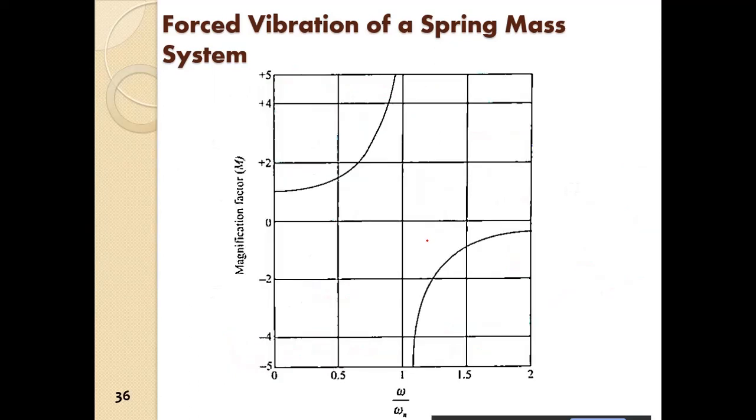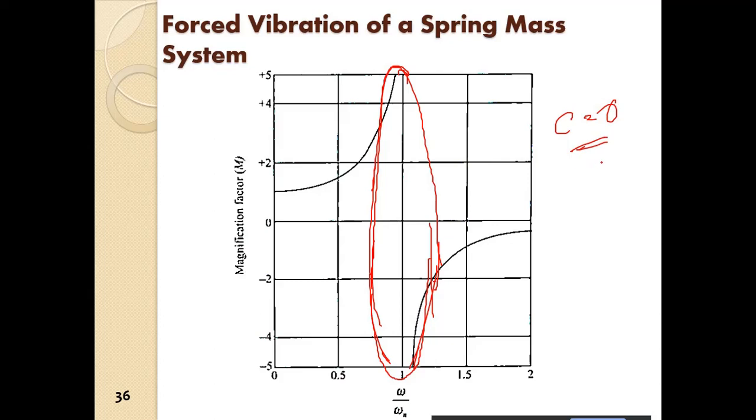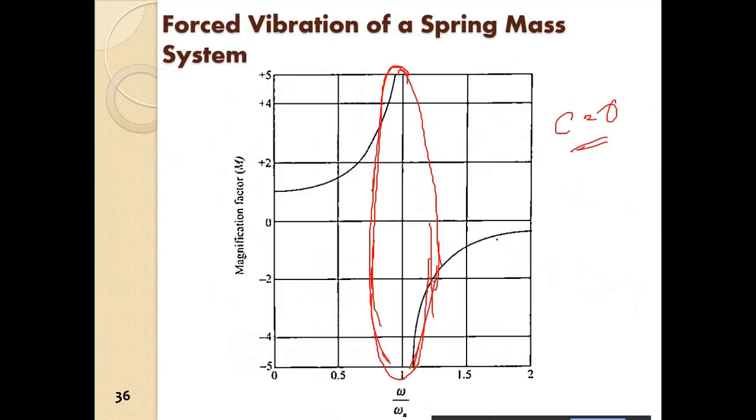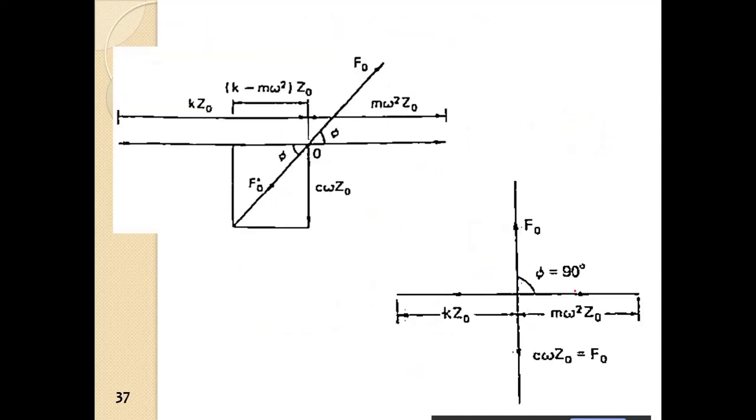We have to avoid this condition at all costs. This is the condition when C is equal to 0. Here, if the damping C is equal to 0, we have one curve in this manner and the other curve will be like this. This is the frequency. So this is what happens.